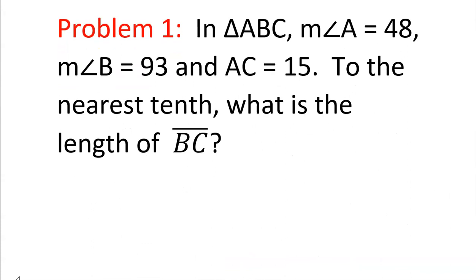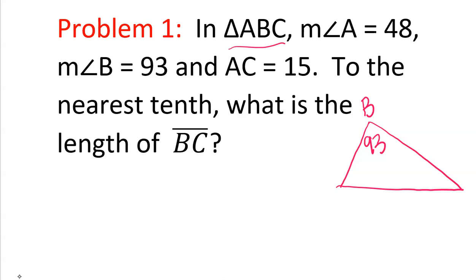I usually draw my triangle the same way. It doesn't matter if it looks like a right triangle, just don't put the square in there. I usually draw it like this, so that it doesn't look like a right triangle. So then I'm scanning through my numbers. I see that angle B is 93. I always put the biggest one right up here. That one is B. And notice the letters are A, B, C, so I'm just going to put an A over here and a C over there. So it says angle A is 48. And AC is 15.